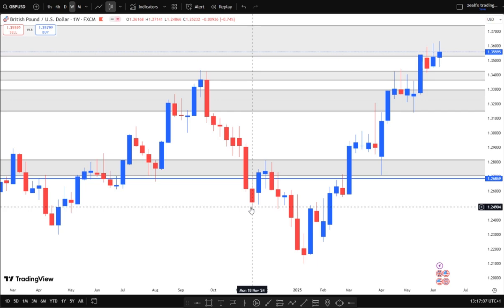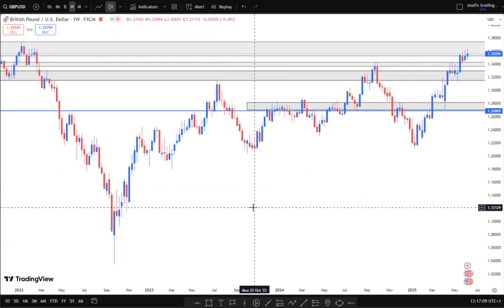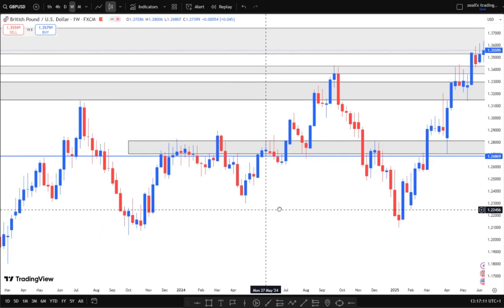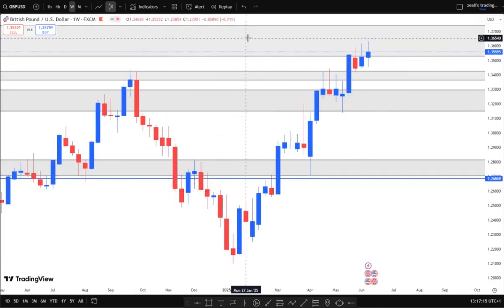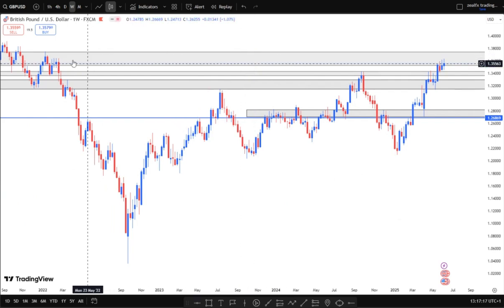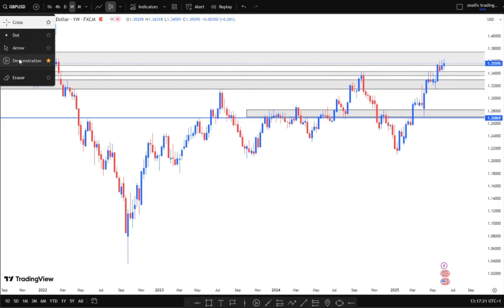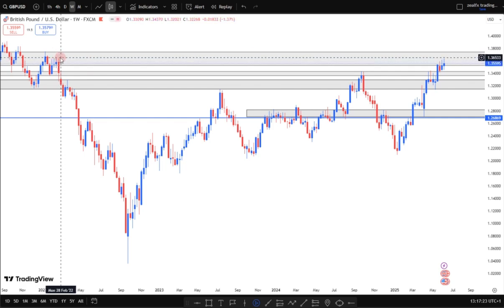GBPUSD on my weekly chart closed on a key resistance level. This is the second time price has been retesting this particular level. We have this resistance, which is this level. So price has been retesting this resistance level for the second time.